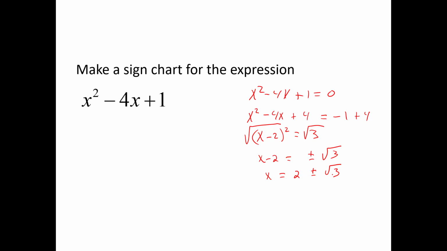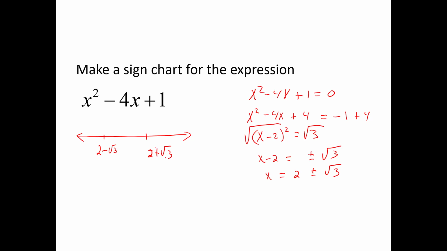Okay, and so now we can make our number line. And all that needs to be on there, the numbers that make this whole thing 0, which is 2 minus the square root of 3 and 2 plus the square root of 3. Okay. So right in the middle of these two numbers is 2.